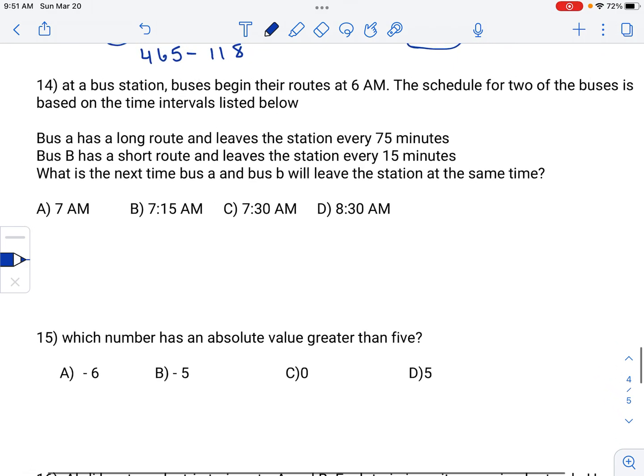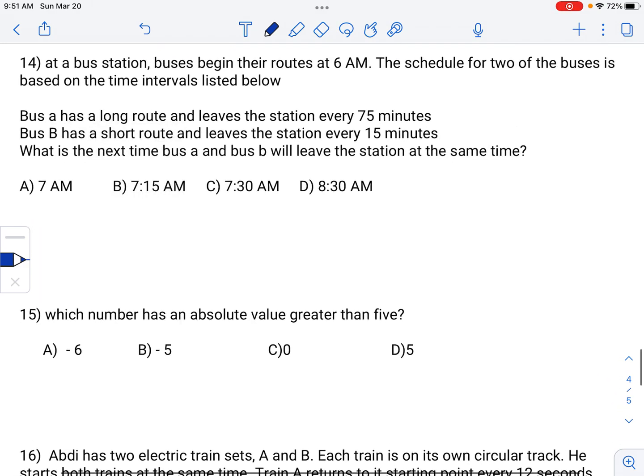Number 14. At a bus station, buses begin their routes at 6 a.m. The schedule for two of the buses is based on the time intervals listed below. Bus A has a long route and leaves the station every 75 minutes. Bus B has a short route and leaves the station every 15 minutes. We want to know when's the next time bus A and B will leave the station at the same time. So this is least common multiple because this pattern is happening over and over and over again.